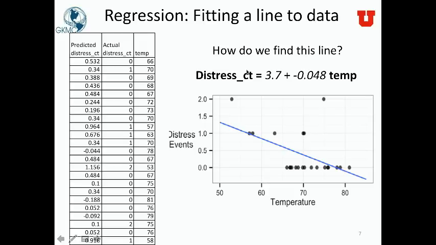Okay, so we can manually try different lines, and this is a line that has already been learned using the ordinary least squares method, where the y-intercept is 3.7. Note that 0 is somewhere here, so 3.7 is further up there as we extend the line this way. And the slope is negative 0.048 per unit of temperature. So distress events increase as temperature drops.